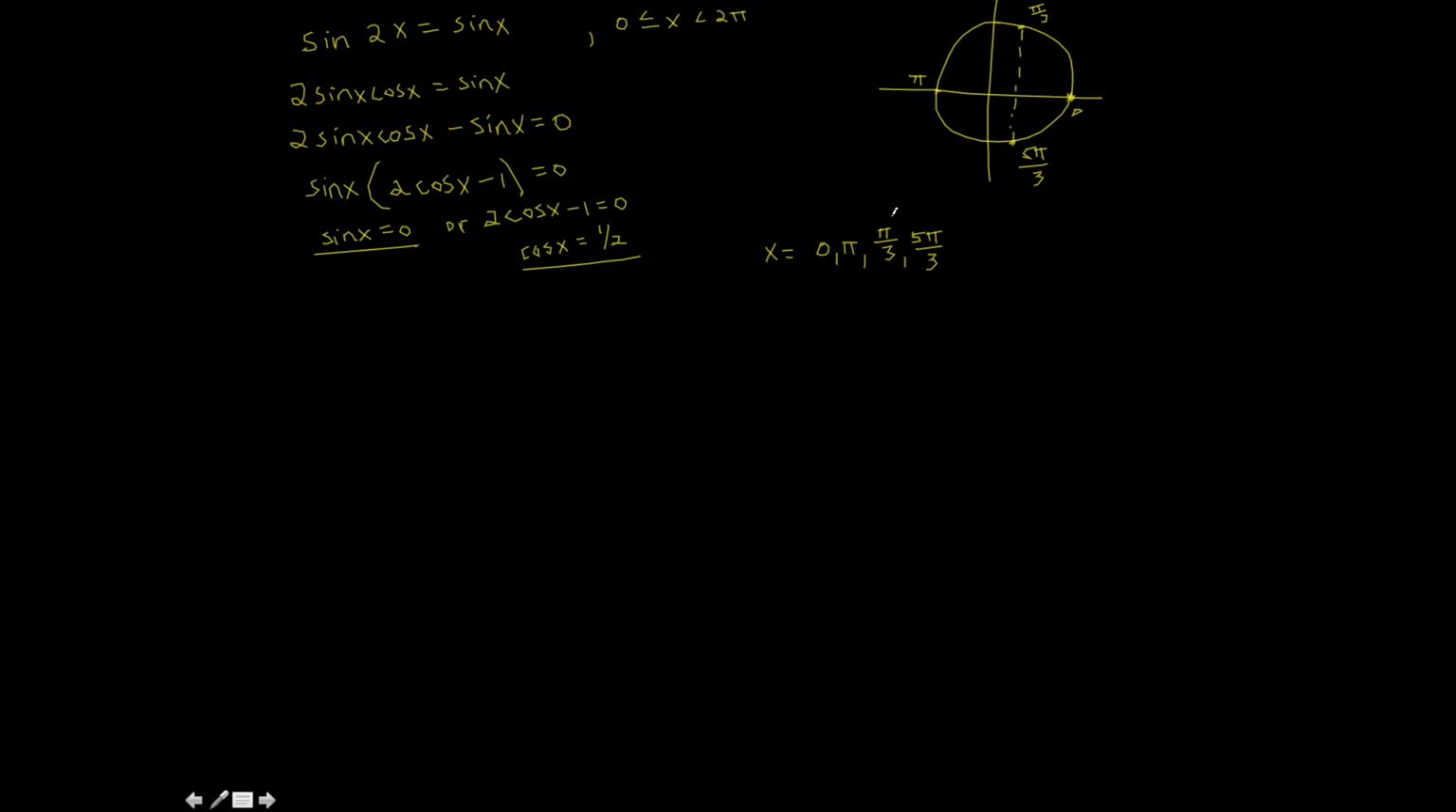Where does cosine x equal 1/2 on the unit circle? Pi over 3, 5 pi over 3. Now, what if we didn't have this interval here? Well, we would be able to add 2k pi to each one of these to get the infinitely many solutions. Okay? Hopefully that makes sense to you.